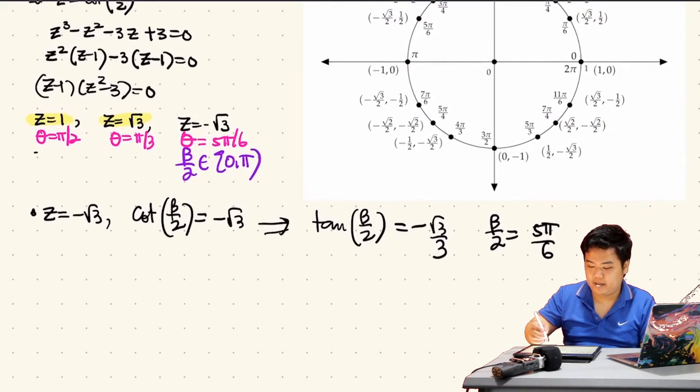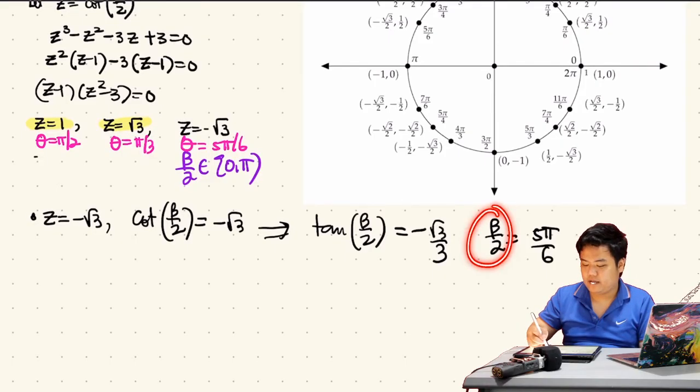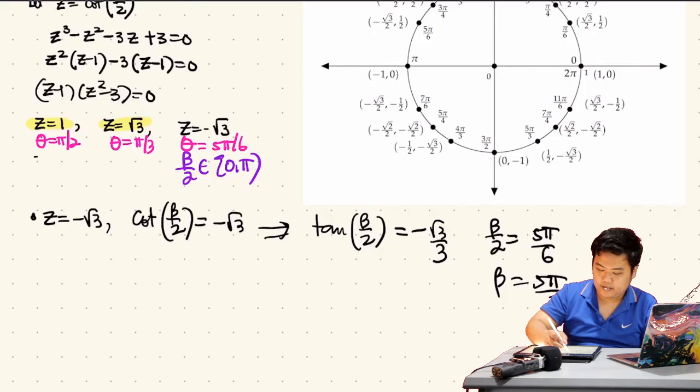Beta over 2 is 5 pi over 6. So multiply both sides by 2. So, dapat, beta is 5 pi over 3. So, over 3 lang.